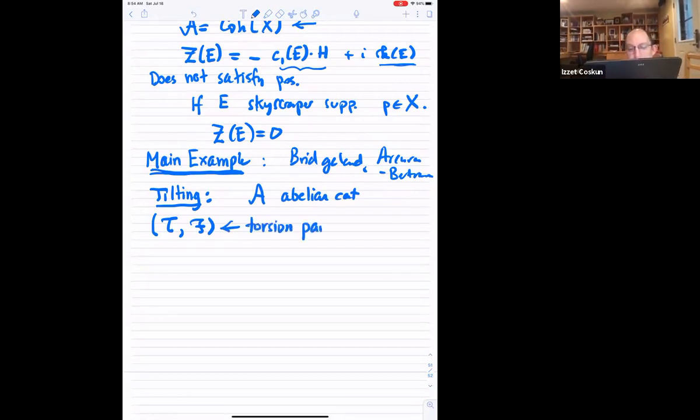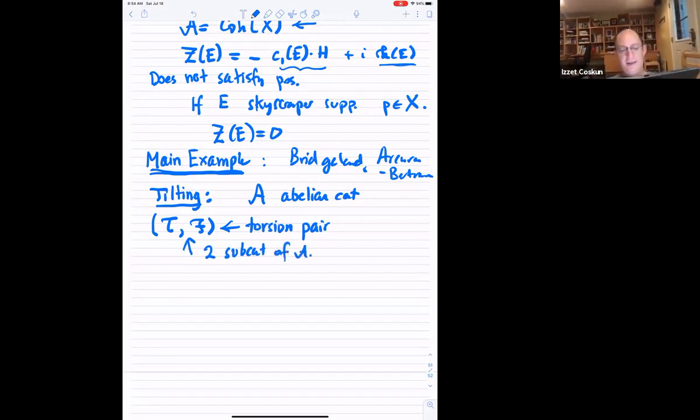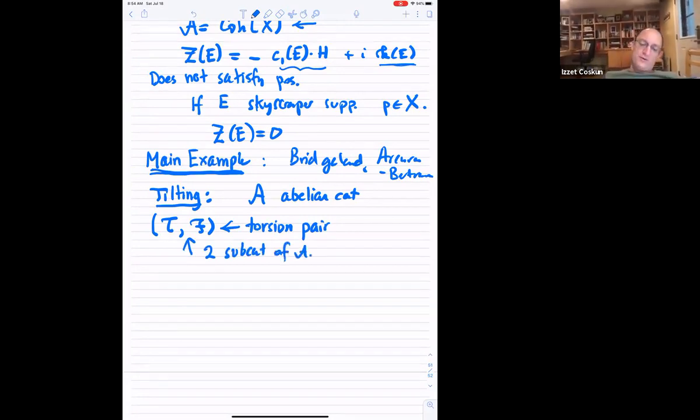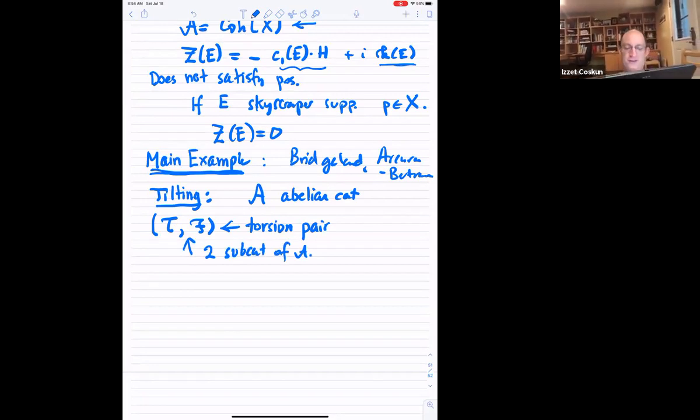Now, what does it mean? It means this is two subcategories of A. Okay, and the thing that you should remember, T is of course for torsion, F is for torsion free. And then, it should satisfy the axioms that a torsion sheaf and a torsion-free sheaf should have, right? So now what are those?